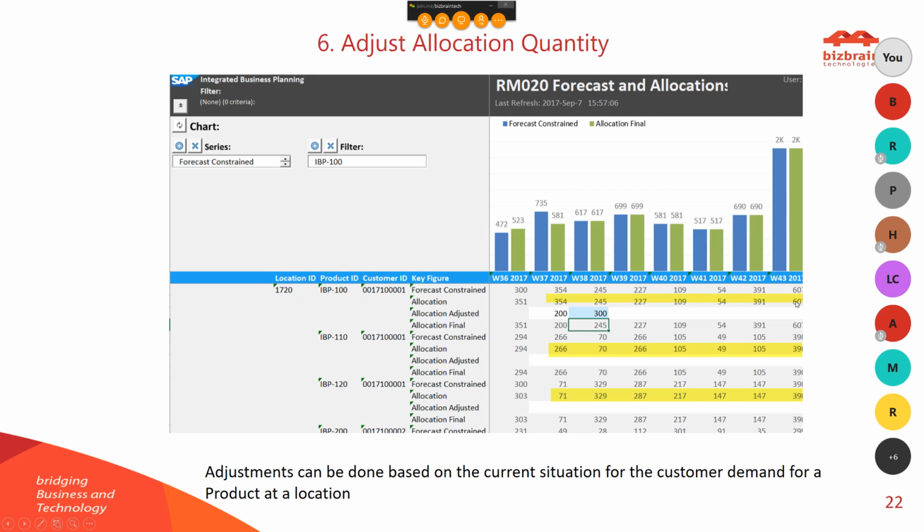And then, as I told you, the planner may want to adjust some of the allocation numbers which he feels are not good. So here, what the planner is doing is just shifting the allocation. Here he had 354, he made it 200 because he could see that the orders are coming in that fashion. So he could adjust them, and the final allocation can be seen here.